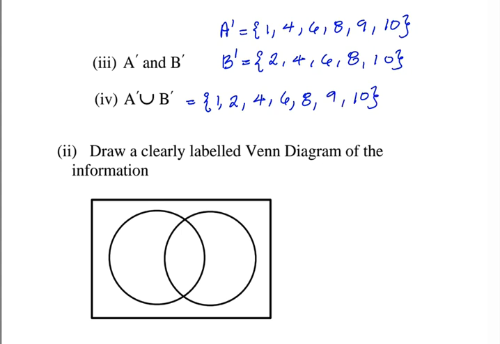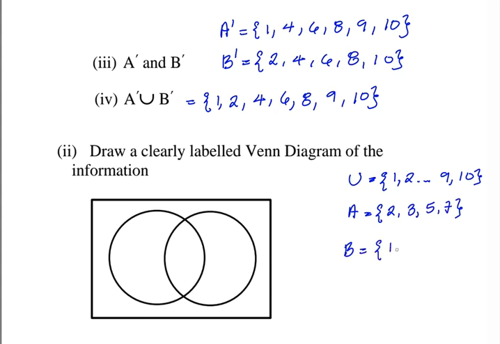All right, next you're asked to draw a clearly labeled Venn diagram of the information you were given previously. So let's remind ourselves of the information. U, counting numbers from 1 to 10. A, prime numbers. B, odd numbers.